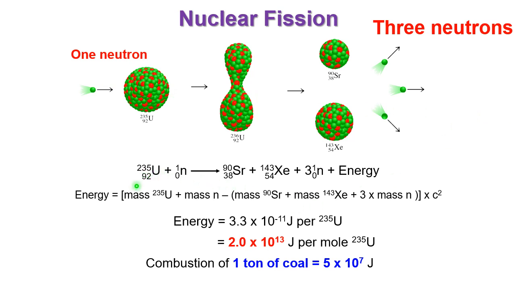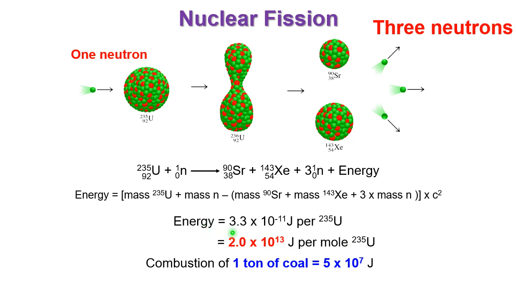The reaction can be written in such form: uranium-235 plus 1 neutron gives strontium-90, xenon-143 plus 3 neutrons plus energy, and this is the most important part. Now, energy comes from the difference of masses of our starting products minus what we have at the end, multiplied by c squared, the mc squared equation.